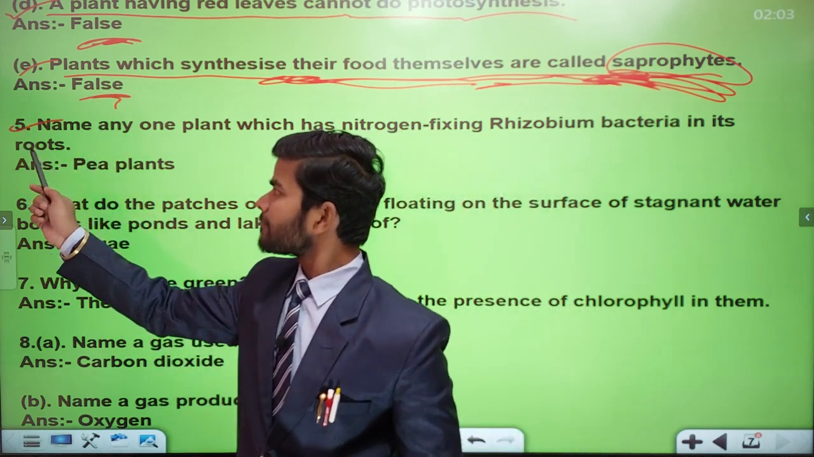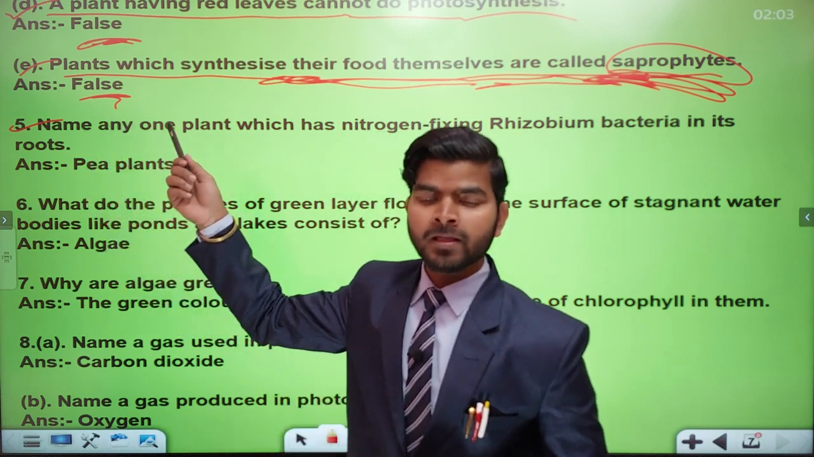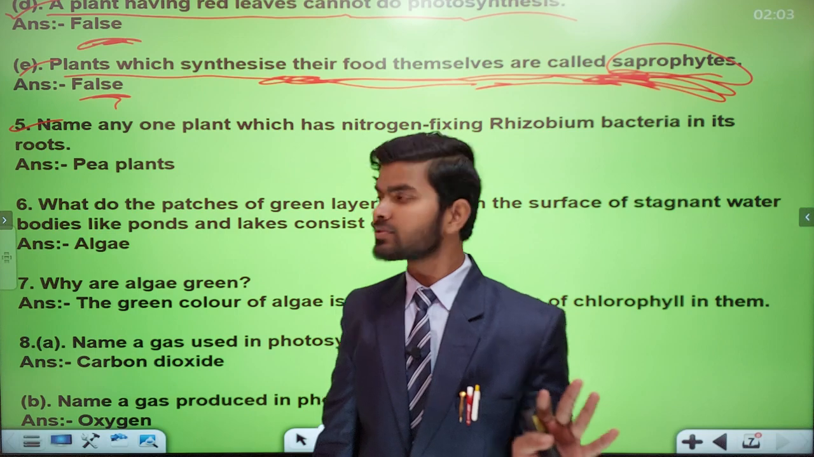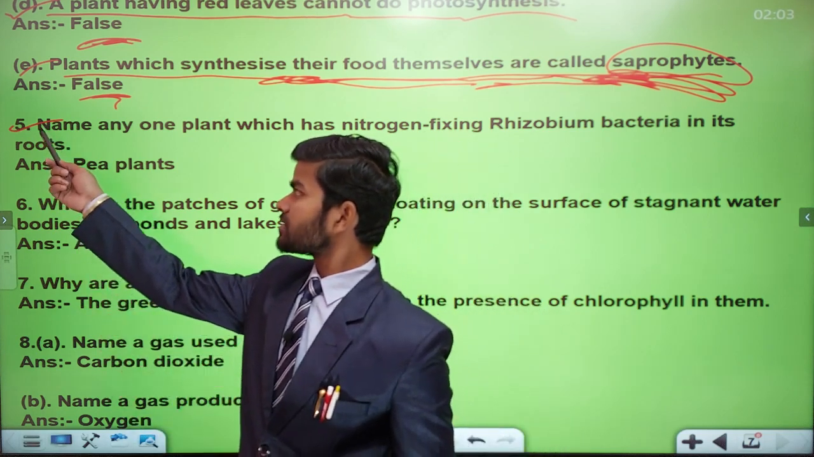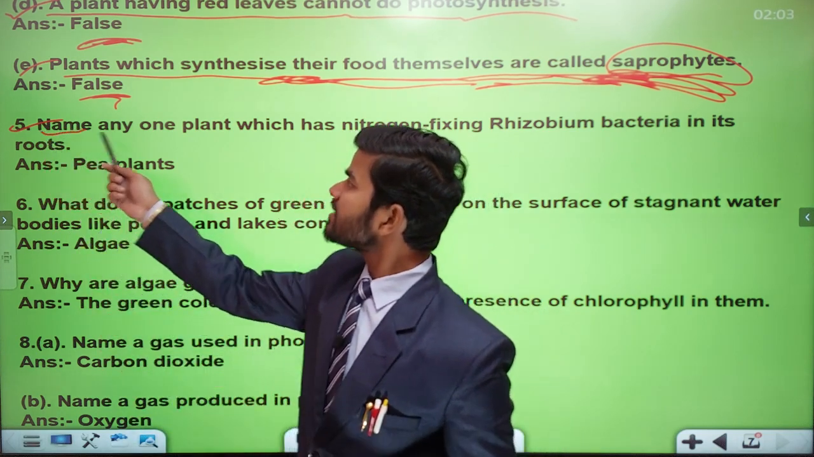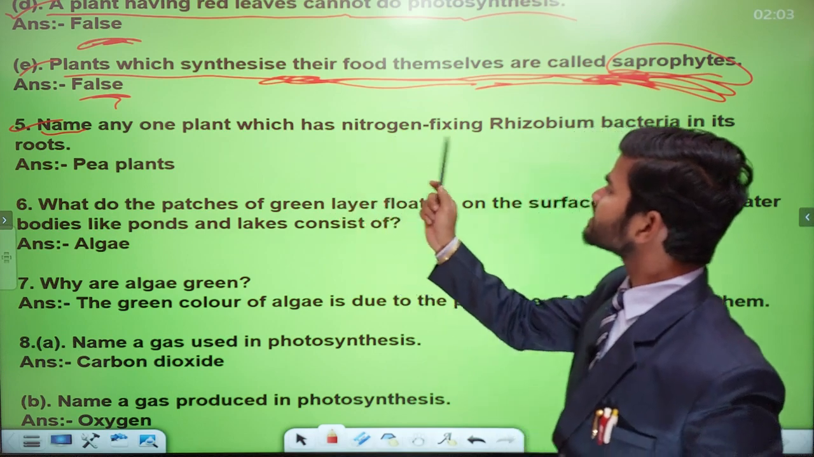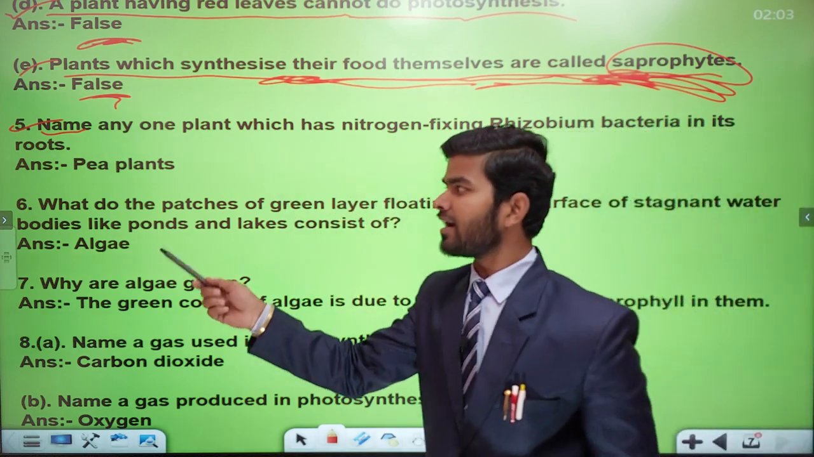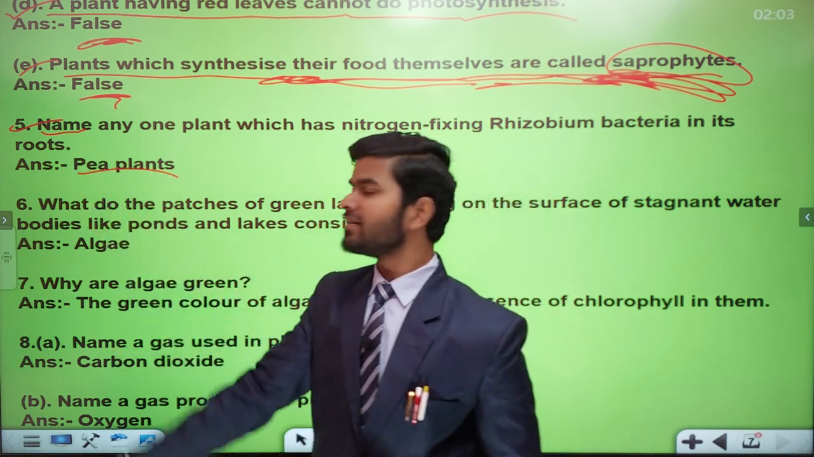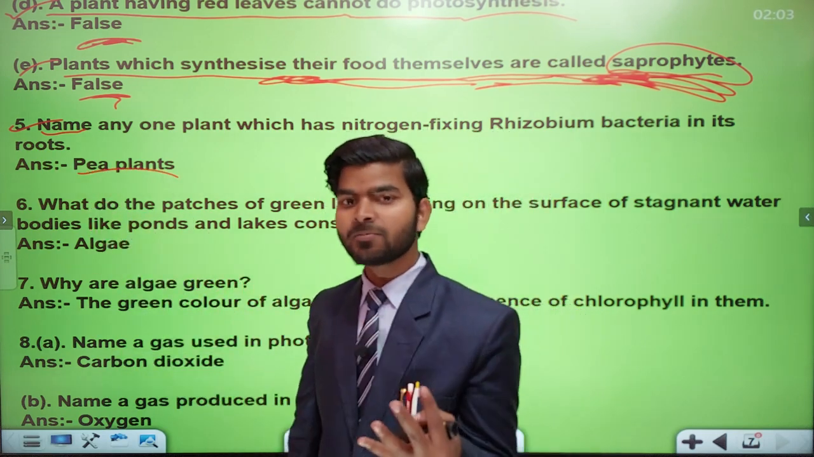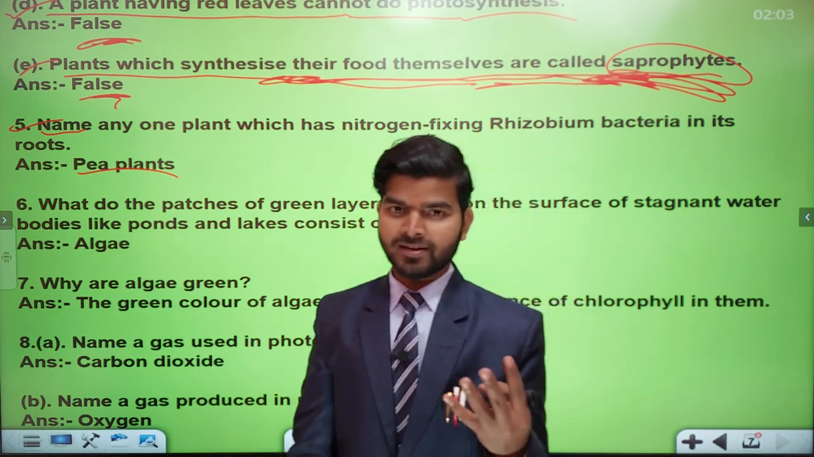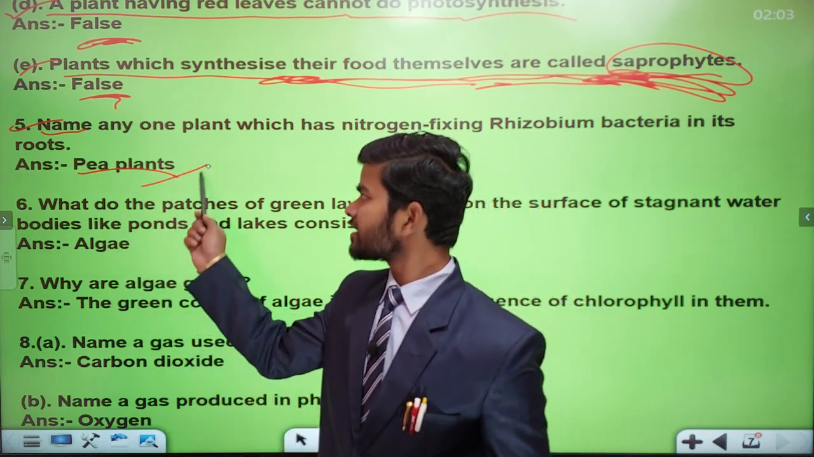Next questions are different from the previous ones, as the true or false questions are completed. Now the questions are very short answer questions. Name any one plant which has nitrogen fixing rhizobium bacteria in its roots. I have told you the pea plant, and many different plants, maybe the moong plant and many more. So this is the correct answer.